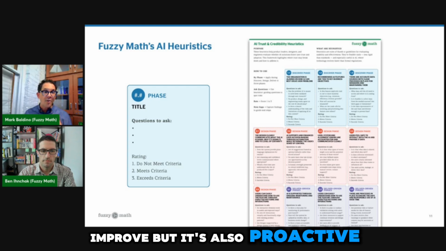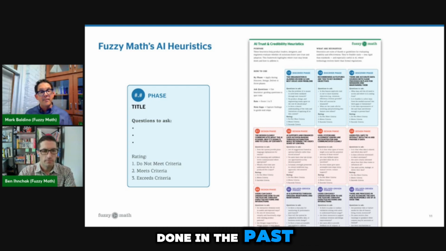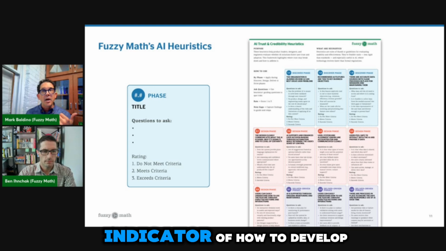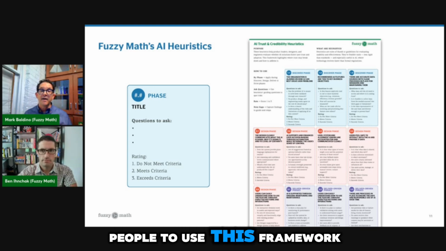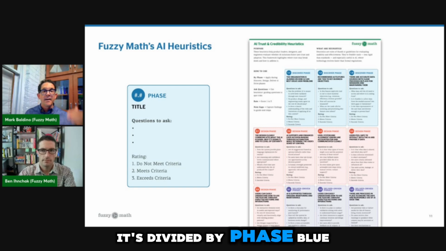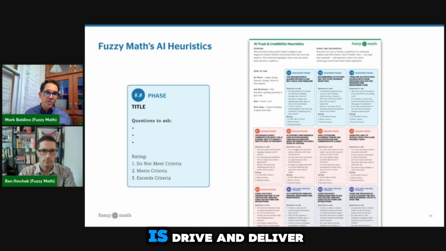But it's also proactive. It's not a trailing indicator of what we've done in the past. It can be a leading indicator of how to develop those tools. And we encourage people to use this framework. It's divided by phase. Blue is discover, the orangish red is design, and the purple is drive and deliver.